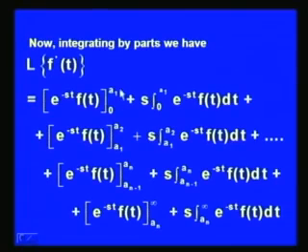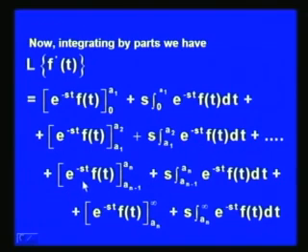Now, let us evaluate each integral by integrating by parts. Then the first integral on the right gives e to the power minus s t f t from 0 to a1 plus s times integral 0 to a1 e to the power minus s t f t dt, plus the second integral on the right gives e to the power minus s t f t from a1 to a2 plus s times integral a1 to a2 e to the power minus s t f t dt, and so on.